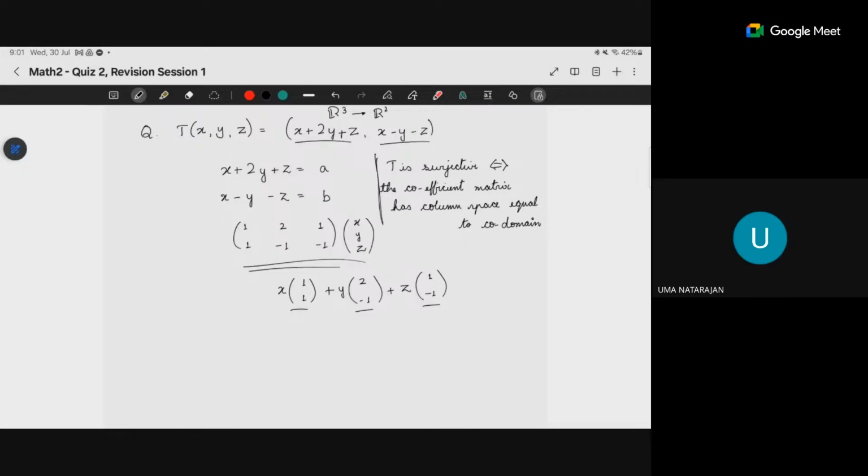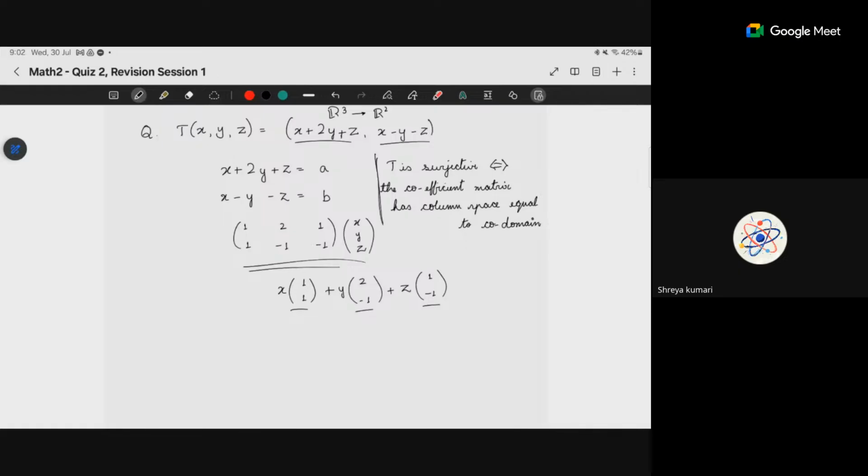Right? In this case, is the column space the entirety of R2? What is the rank of the matrix? 2. Yeah, the rank of the matrix is 2, meaning what? The columns are in R2 itself. What is the two-dimensional subspace of R2? R2 itself, right? So the column space is actually equal to R2. So irrespective of what A and B I take, I can solve this equation.